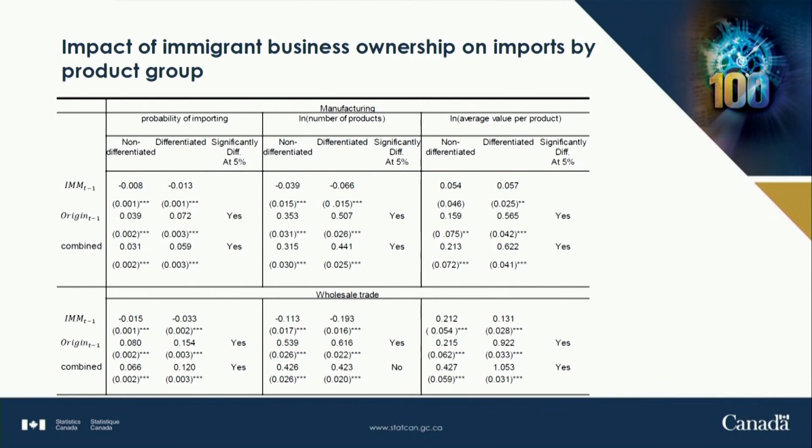Then we look at the different product, non-differentiated and differentiated. Basically, what we find is that if you look at combined effects, the impacts are much larger for the import of differentiated goods from its own region, as compared to Canadian-owned firms. And this is also true for another margin, the product margin, and also the intensity margin. It's also true for the wholesale sector as well.